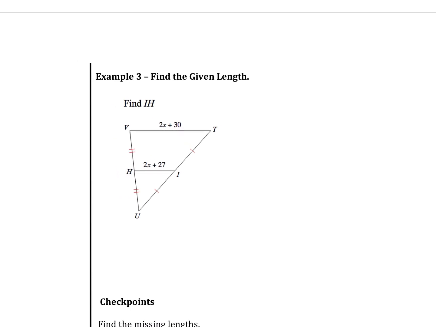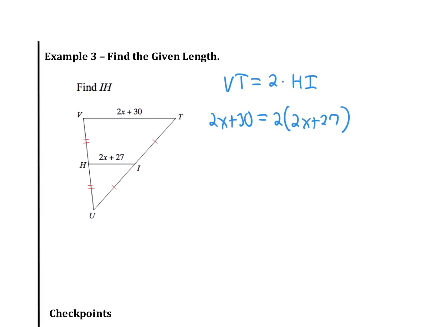Go ahead. All right, so what's the setup here? Is 2x plus 30 double 2x plus 27, or is it the opposite? Well, the third side, which is VT, equals double the midsegment. What's the midsegment? Which is HI. Okay, it's good to set up that equation there to make sure you know what you're doing here, okay? So VT is 2x plus 30 equals double times HI, which is 2x plus 27. All right, we have the setup now. And a way to remember this is that the third side you can see is longer than the midsegment, so that's a good way to keep that in mind. The third side is double the midsegment, okay?